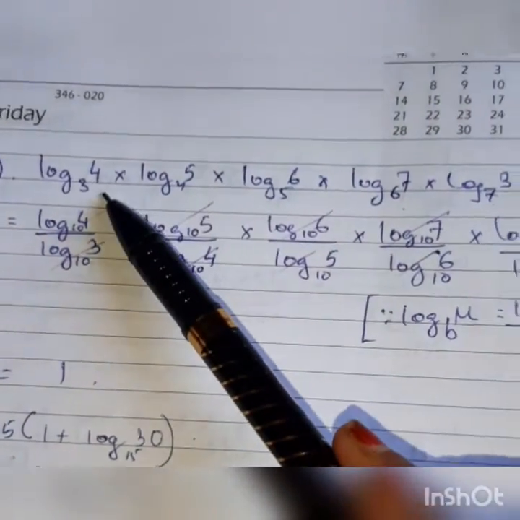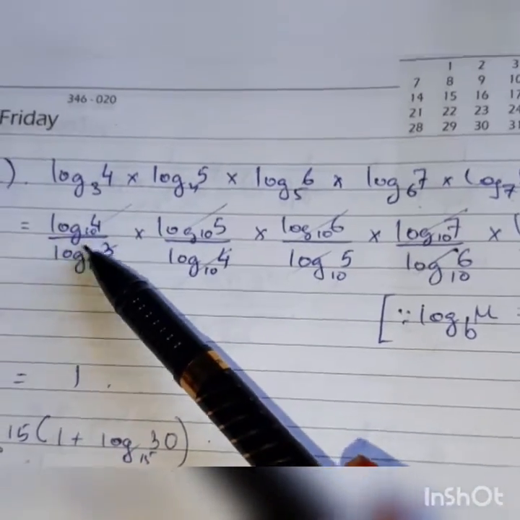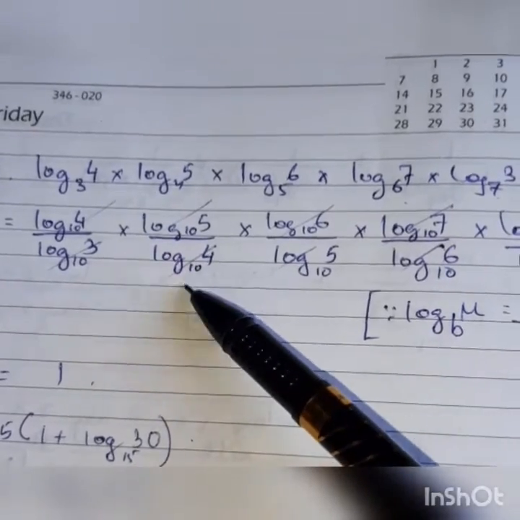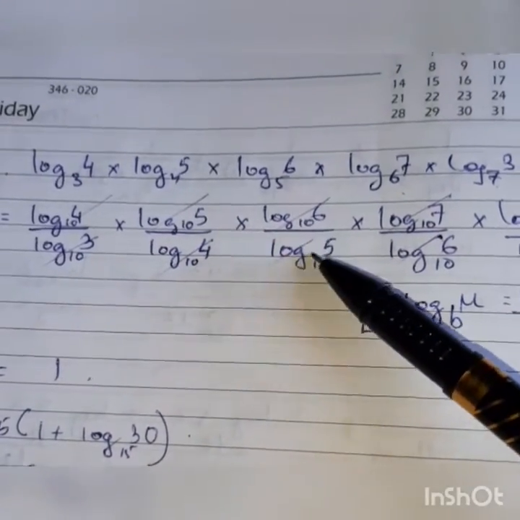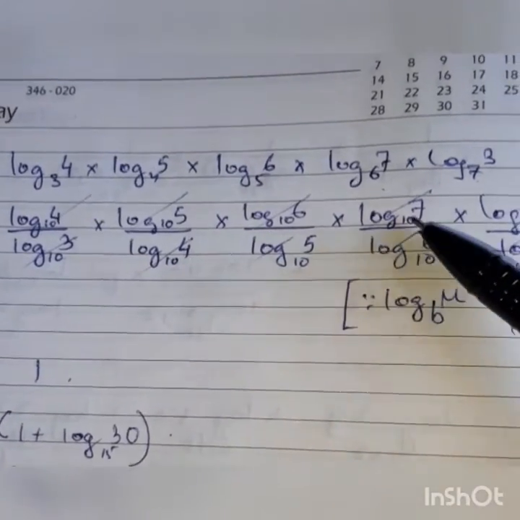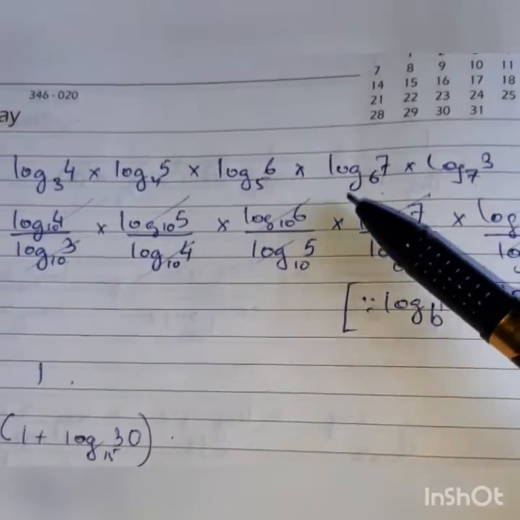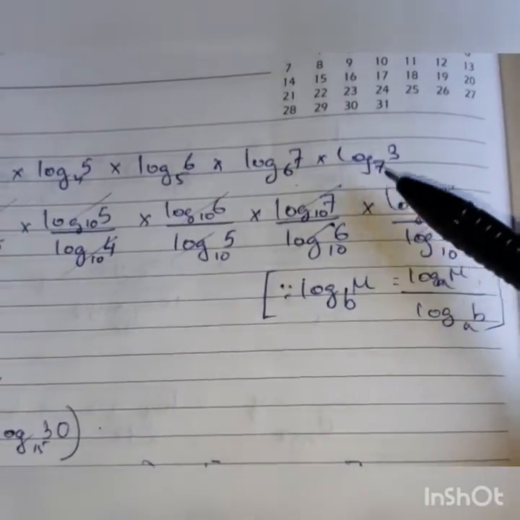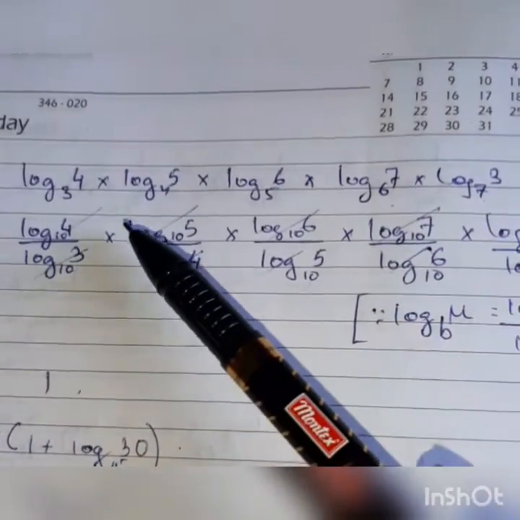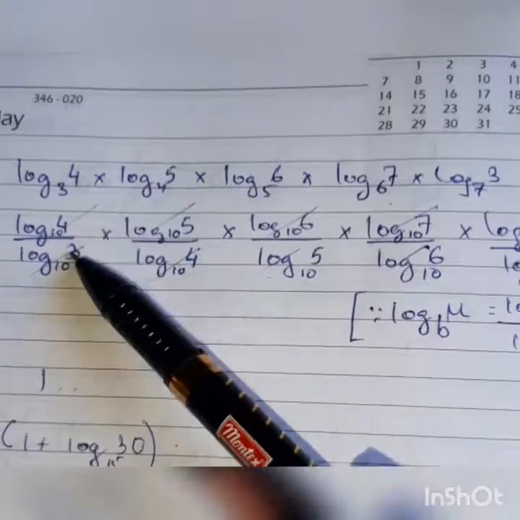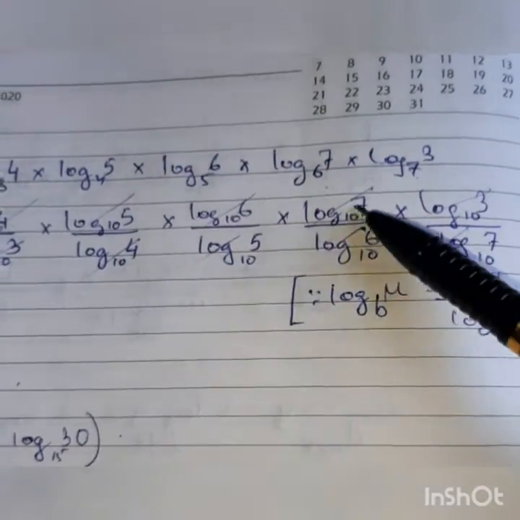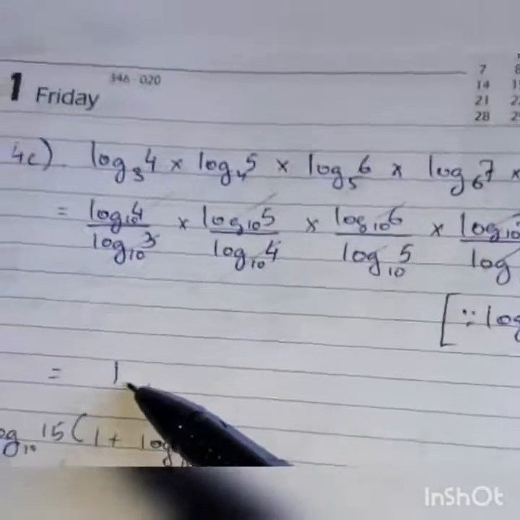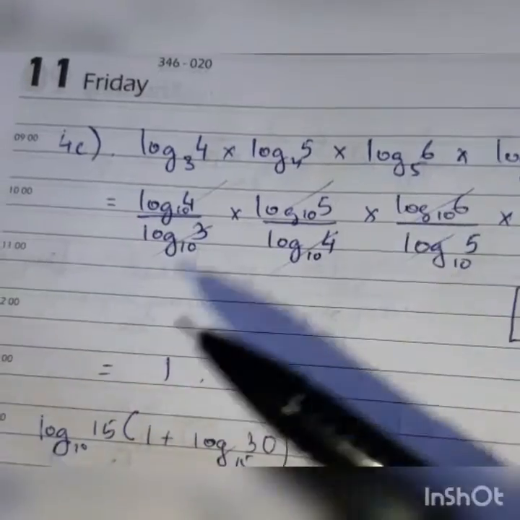So log 4 to the base 3 is equals to log 4 to the base 10 by log 3 to the base 10 into log 5 to the base 10 by log 4 to the base 10 into log 6 to the base 10 by log 5 to the base 10 into log 7 to the base 10 by log 6 to the base 10 into log 3 to the base 10 by log 7 to the base 10. So now, as you can see, log 4 will cancel, log 3 will cancel, log 7, log 6, log 5 and log 5. Everything is going to cancel and you will be left with 1. So your answer is 1.